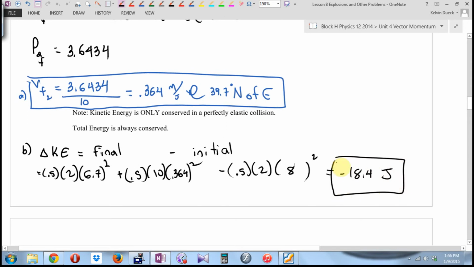So, is momentum conserved always in a collision? Is total energy conserved? Always in a collision. Is kinetic energy conserved? Nope. Unless it's a perfectly elastic collision. So perfectly elastic means they bounce off of each other and there was no sound or heat or deforming.